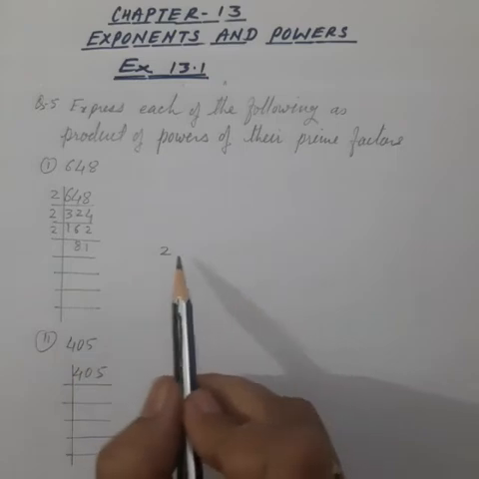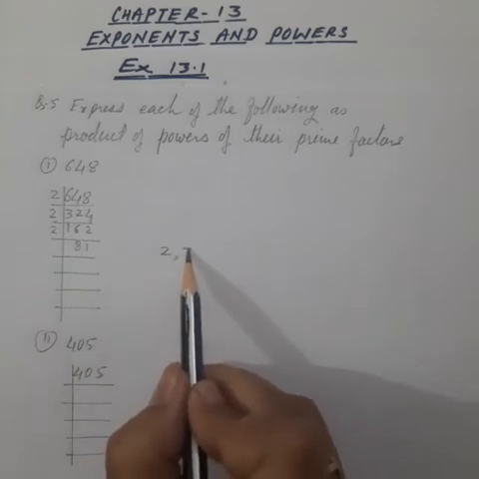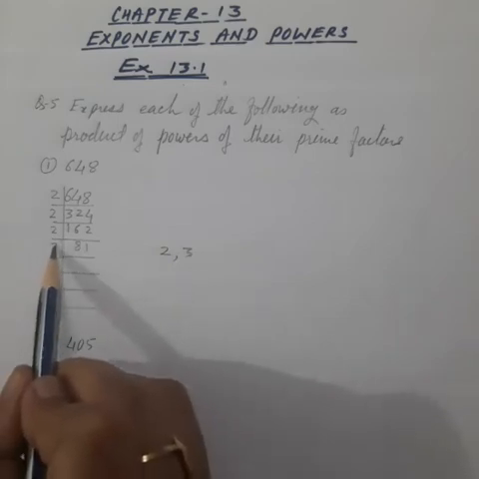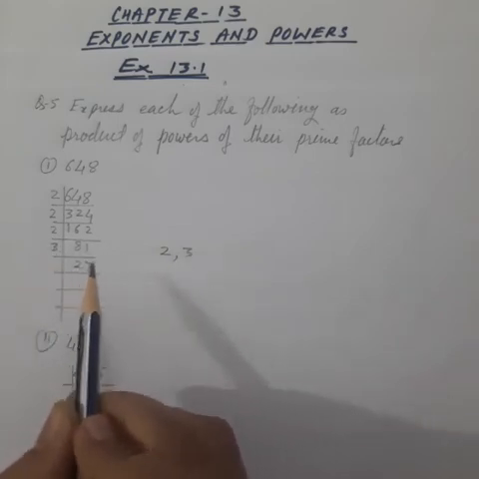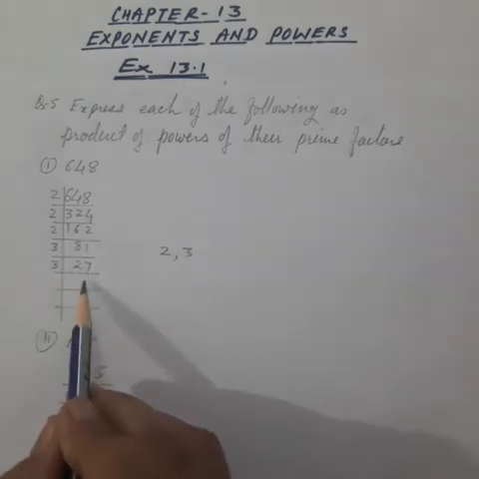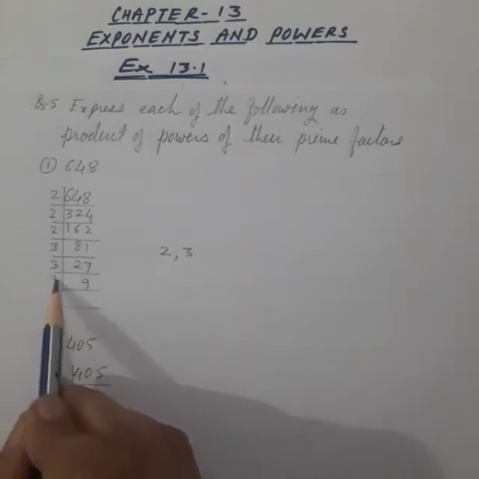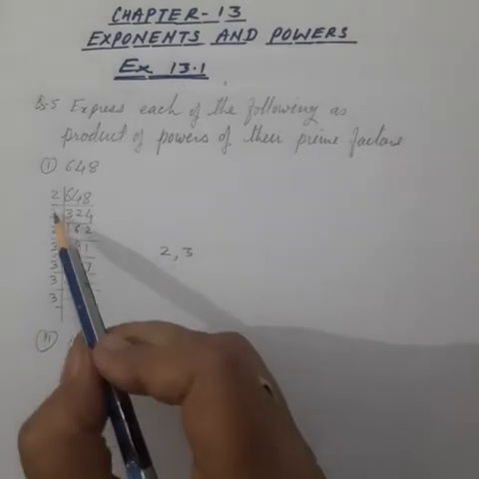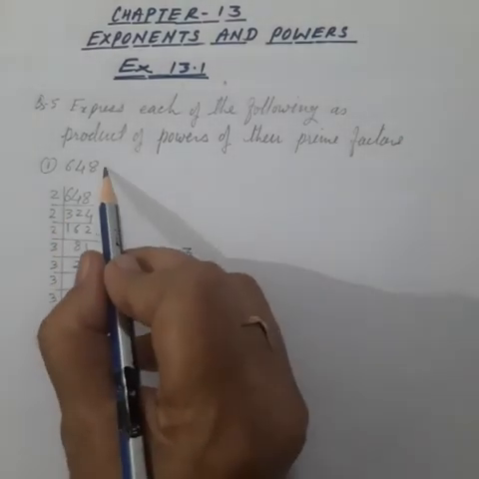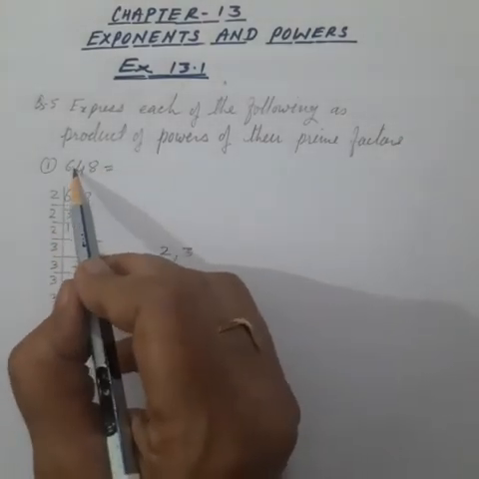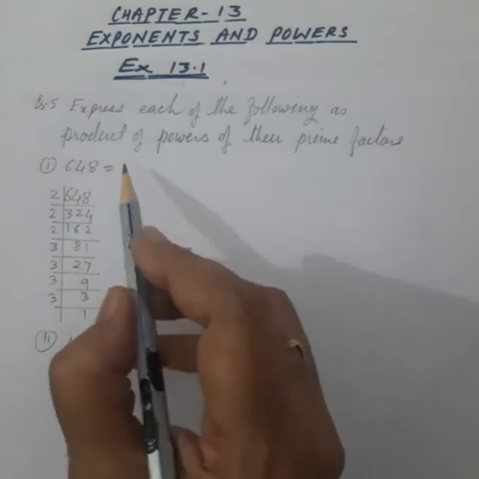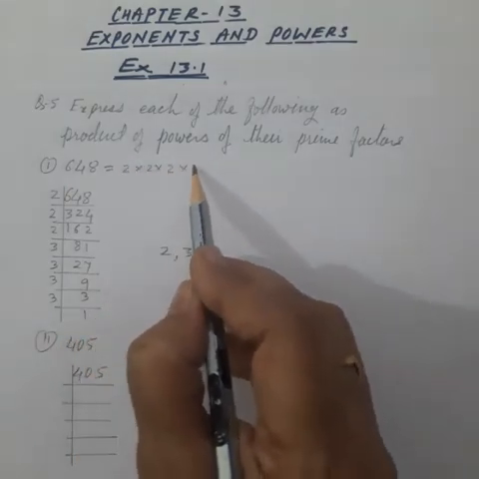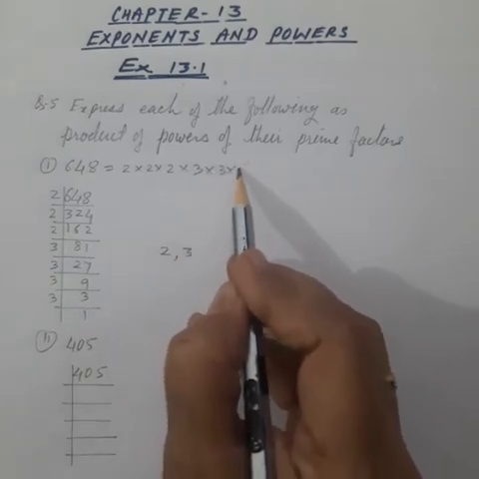8 plus 1 is 9, and the next prime number is 3. This is divisible by 3, so divide by 3. 3 27s are 81. 3 9s are 27. 3 3s are 9 and 3 1s are 3. Here we get the prime factorization. So the prime factorization of 648 we can write as 2 into 2 into 2 into 3 into 3 into 3 into 3.